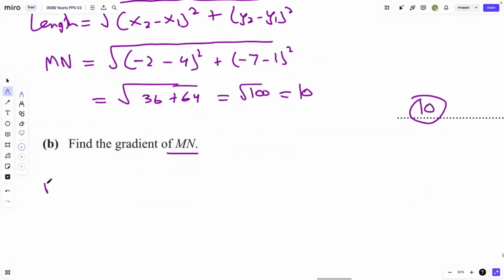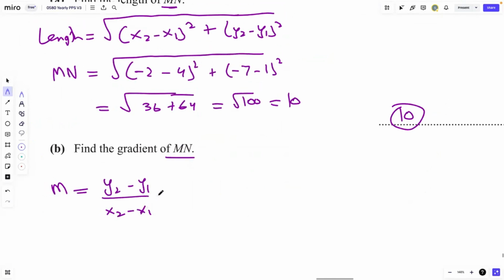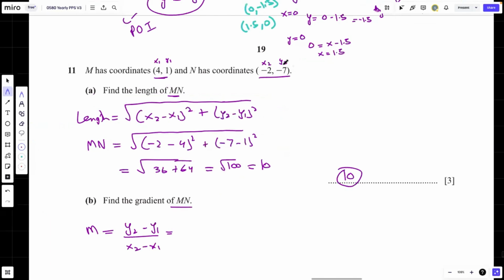You're supposed to calculate the gradient. The symbol we use for gradient is m, and the formula that we use is y2 minus y1 over x2 minus x1, or rise over run, the same thing. Now y2, since we're using the same numbers, y1, so that's -7, because we're supposed to find the gradient of m and n only. So -7 minus 1 over -2 minus 4. That should be the correct. -8 over -6. So minus and minus cancel out.